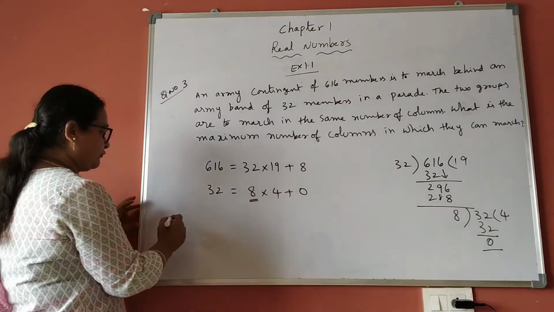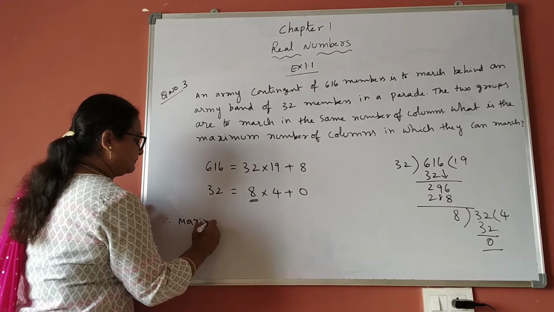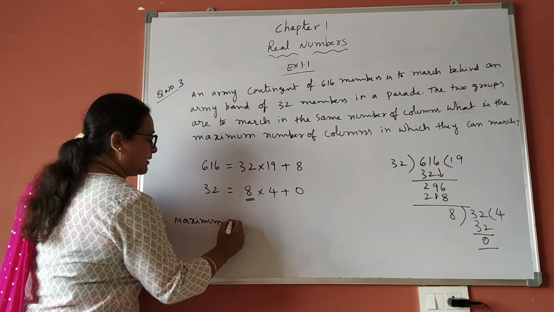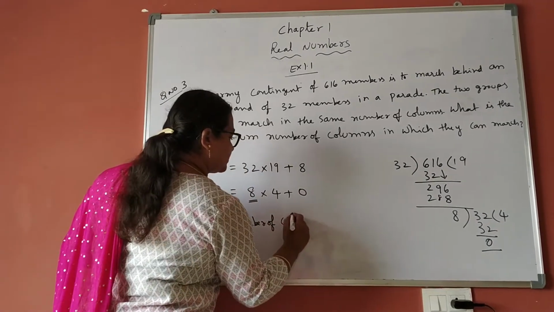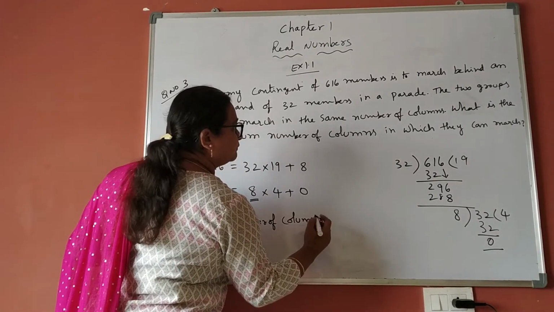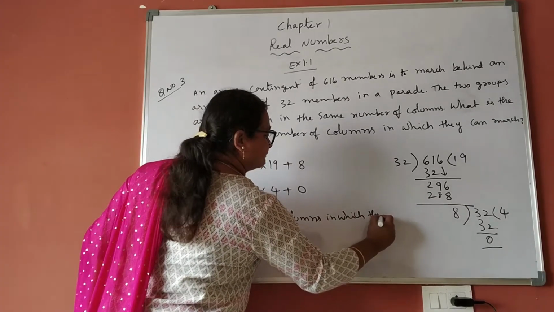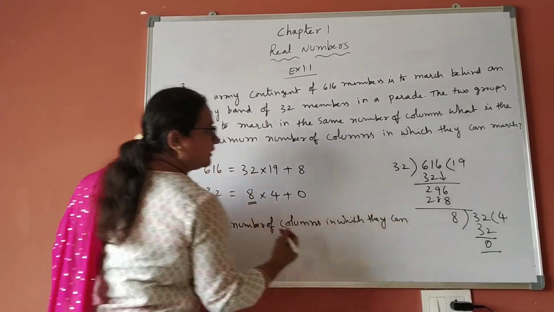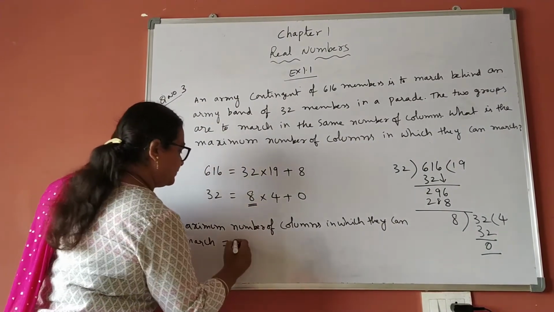So therefore maximum number of columns in which they can march is equal to 8.